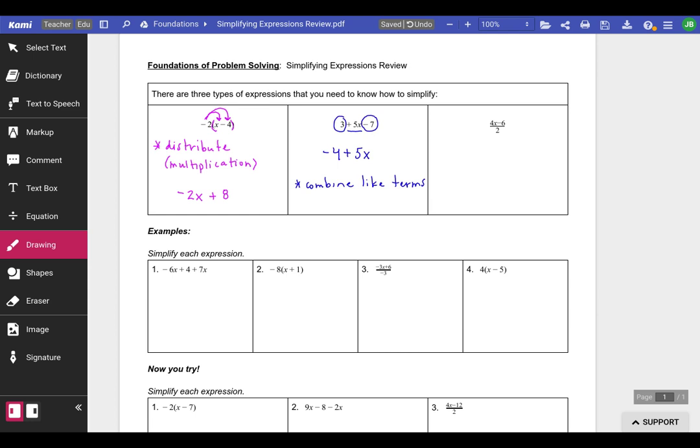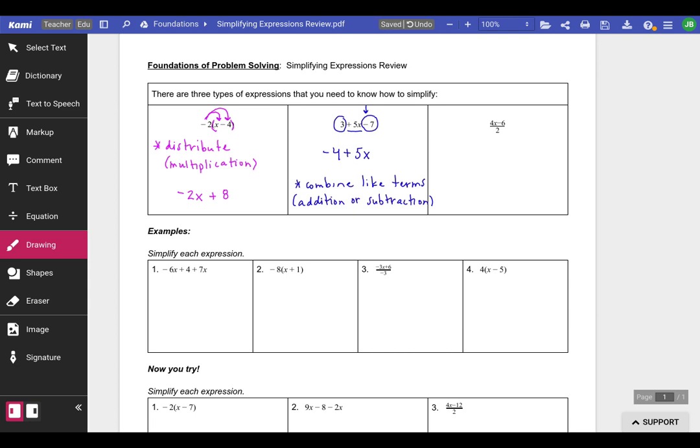And unlike distributing, where we multiplied, when we're combining like terms, we're either doing addition or we're doing subtraction, depending on the problem. So in our case here, because we had 3 and then -7, we were subtracting to combine.